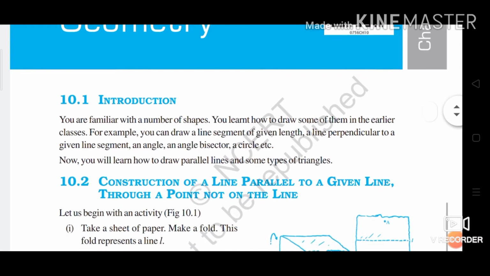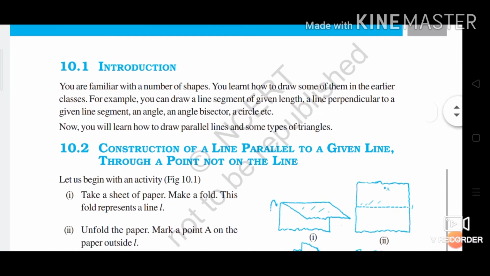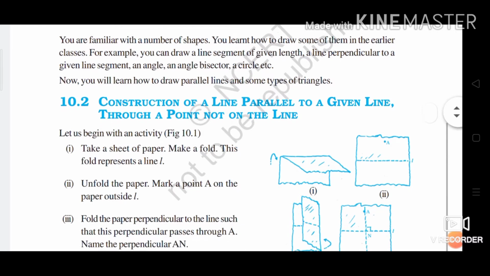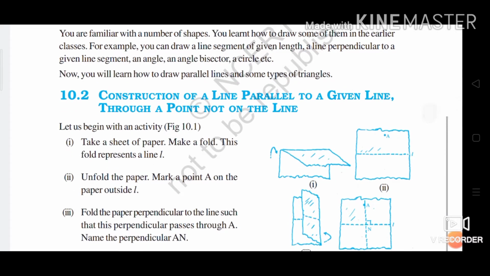So first of all, now, construction of a line parallel to a given line through a point not on the line. Let's see how to do this construction. To do this construction, one activity is given to you. Take a sheet of paper, make a fold, and this fold represents a line L. In between, if you see, this is the line L.